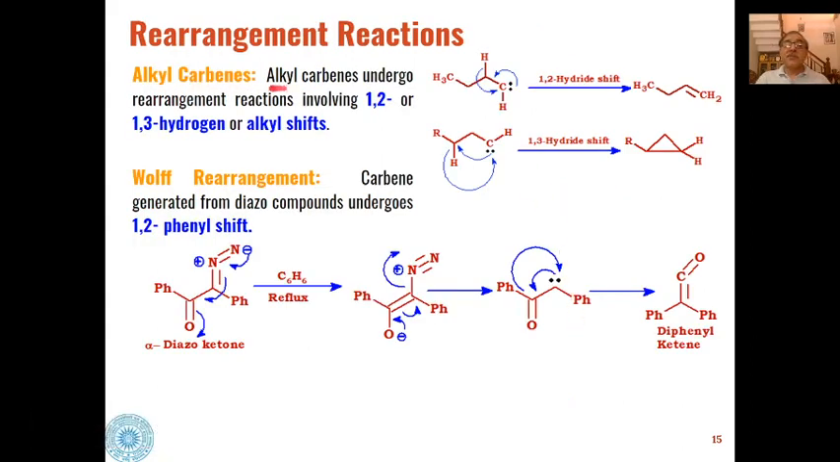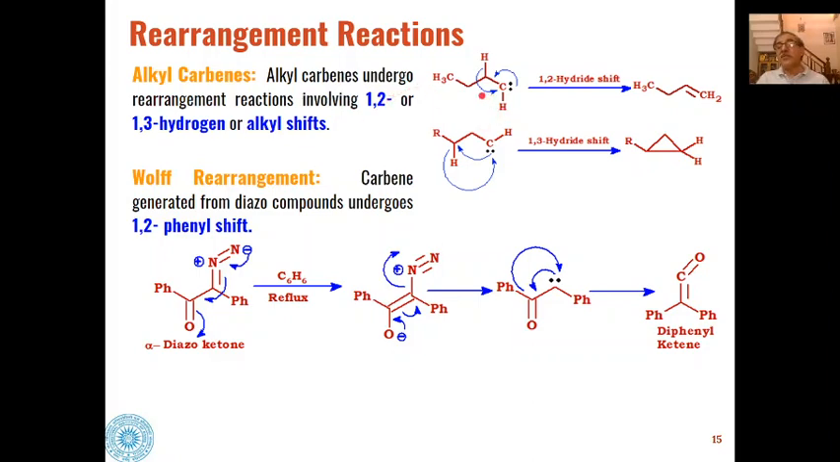Then some other examples of rearrangement reactions. Alkyl carbenes can undergo rearrangement reactions which involve either 1,2 or 1,3 hydrogen shift, or 1,2 or 1,3 alkyl shift, or even phenyl shift. So all these types of reactions will give us rearranged products. Rearranged means the normal product which was possible will not be formed, but instead a rearranged product will be formed.